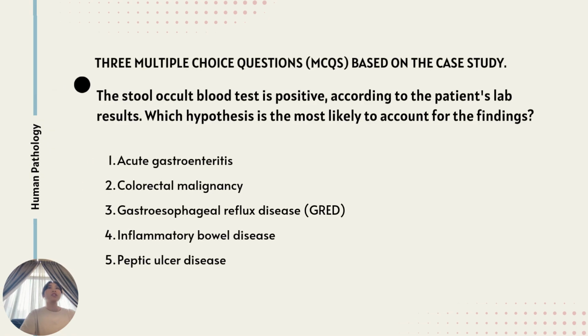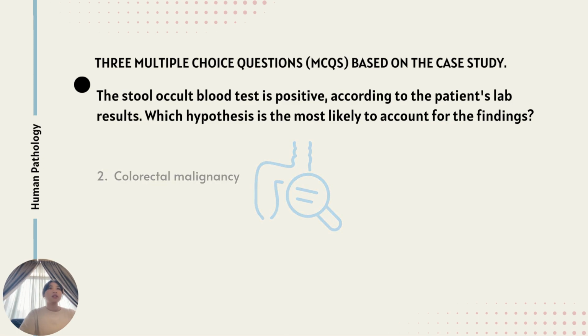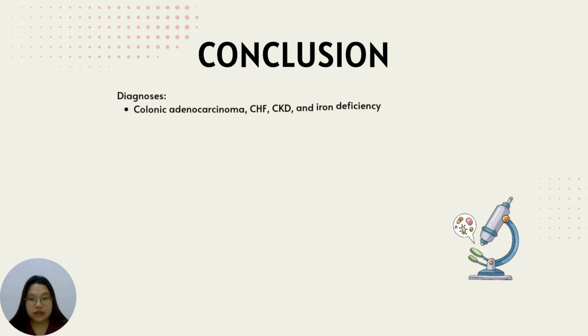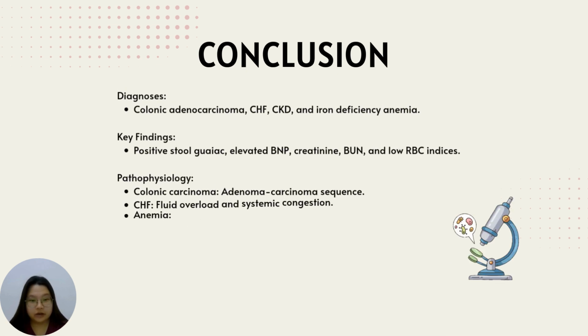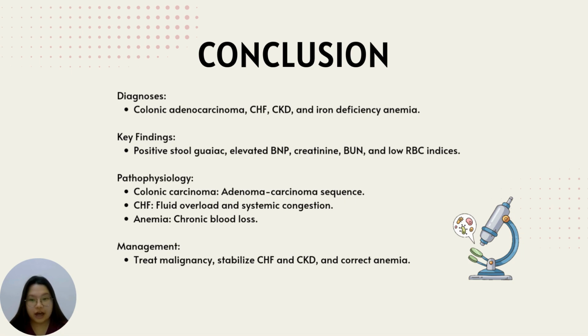The likely explanation for a positive occult blood test is colorectal malignancy. It is because colorectal cancer often results in gastrointestinal blood loss that may be seen in stool. In conclusion, this patient was diagnosed with colonic adenocarcinoma, CHF, CKD, and iron deficiency anemia. These conditions are interlinked with chronic GI blood loss leading to anemia and systemic congestion exacerbating cardiac and renal dysfunction.